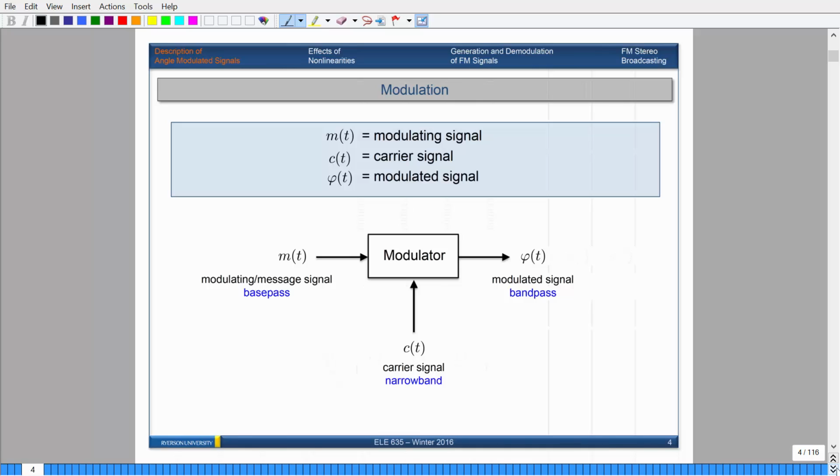Okay, so you usually have some sort of message signal. This is what's known as a baseband signal. So you have some message signal that you want to transmit. You have a carrier signal that is used. That's also narrowband. The carrier frequency is much larger than the bandwidth requirements of your input signal, and then the output is your modulated signal, which is bandpass.